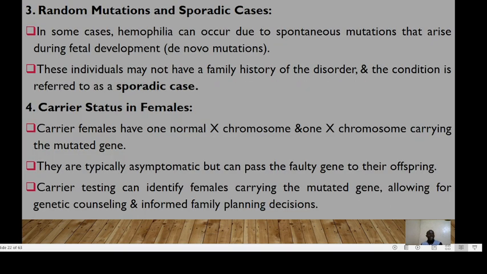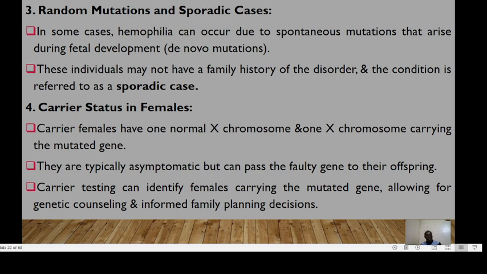So what about random mutations and sporadic cases in hemophilia? In some cases hemophilia can occur due to spontaneous mutations that arise during fetal development, what we refer to as de novo mutations. These individuals may not have a family history of this disorder, but the condition is referred to as a sporadic case.